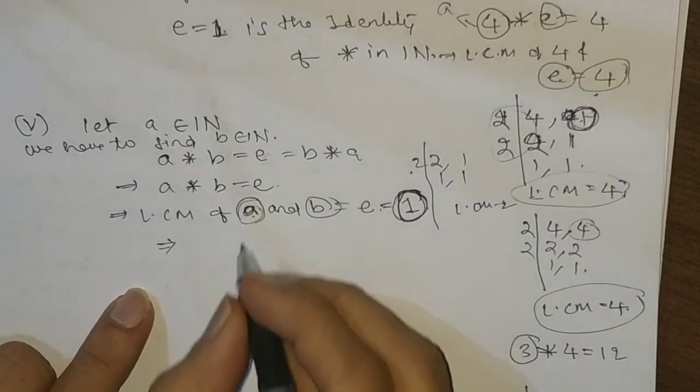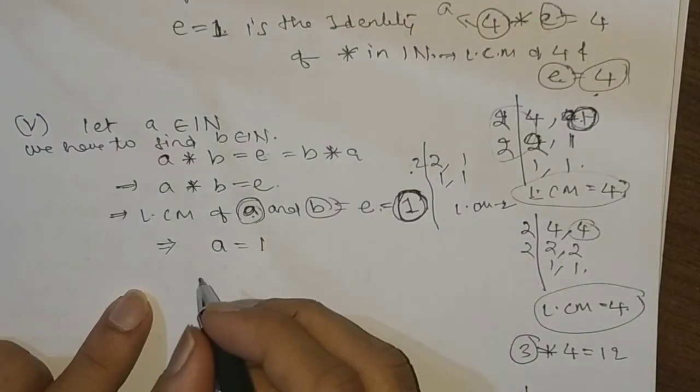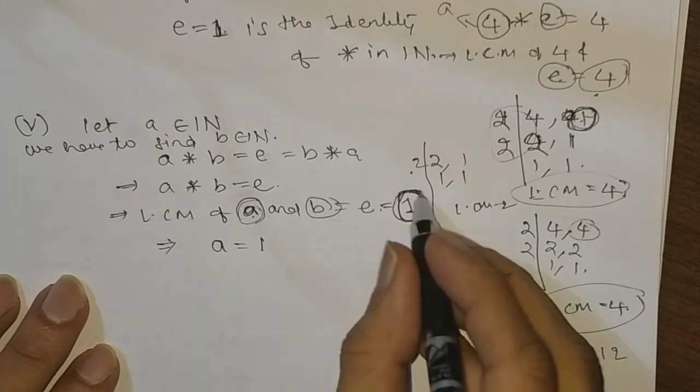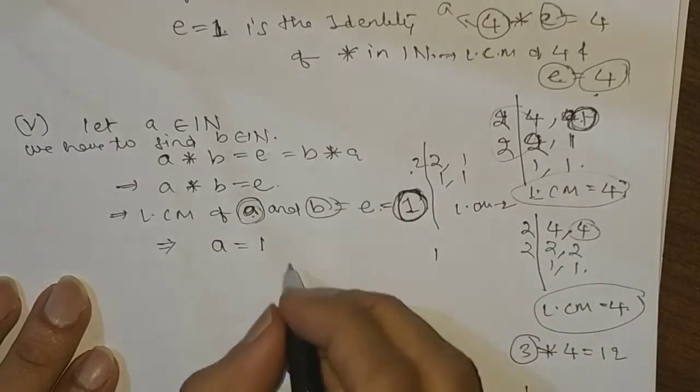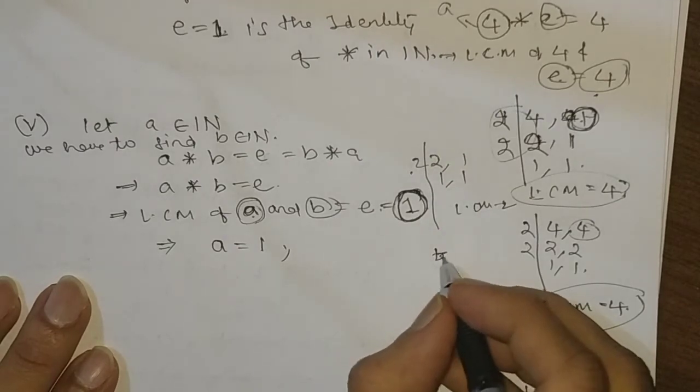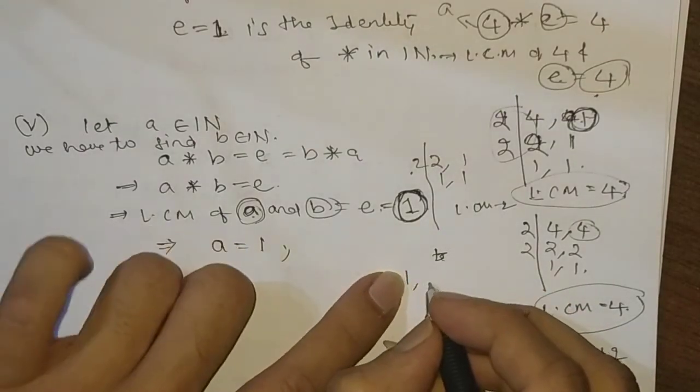So what is the only choice for A? A is equal to 1 only here, if you want to get the element 1, right? And now what will B be then? B, okay, 1 you have as A, what will be B?